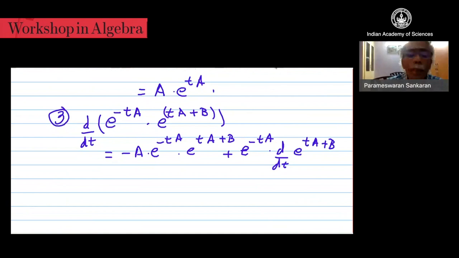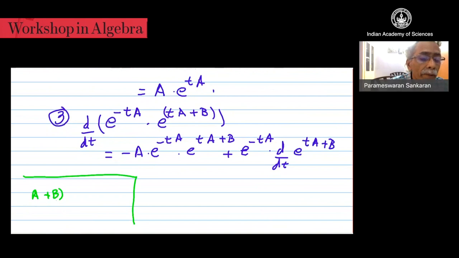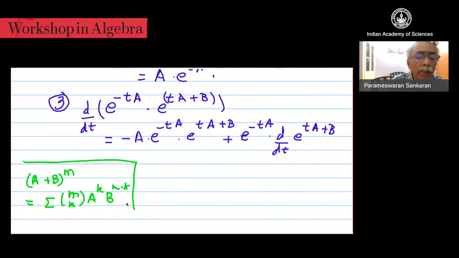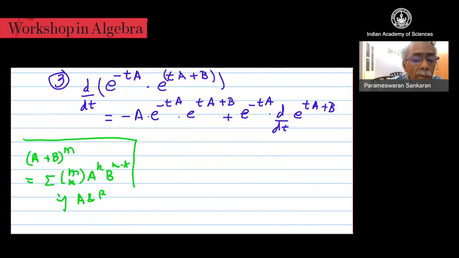In general, (A plus B) power n for matrices doesn't have the same form as the binomial thing, but it will be a lot more complicated. But this is the same thing as summation over m choose k, A power k, B power m minus k, provided A and B commute. So that is if A and B commute.